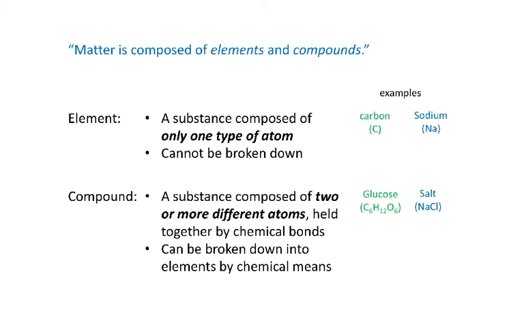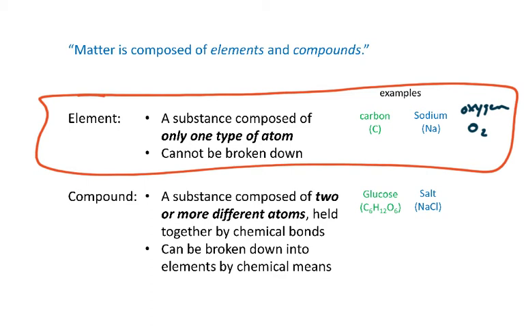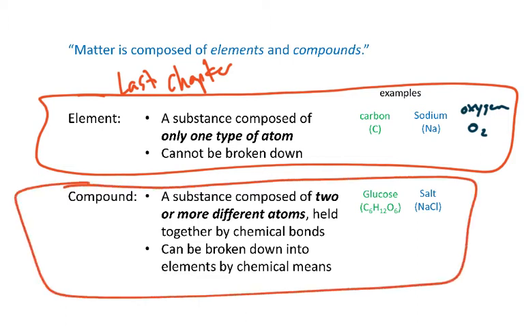I wanted to point out only one type of atom can include things like oxygen, which is actually O2, so it's two oxygen atoms with a bond between them, and its elemental oxygen shows up that way. Only one type of atom. But our compounds are different types of atoms. So this was last chapter, and compounds this chapter.